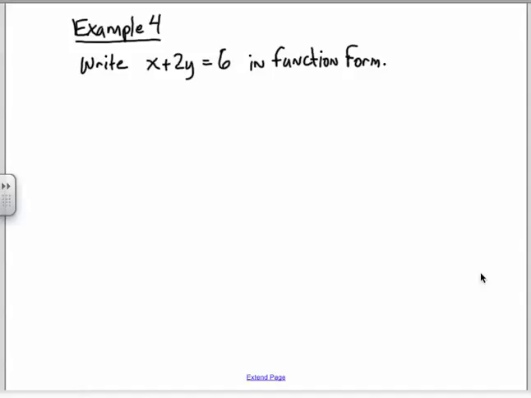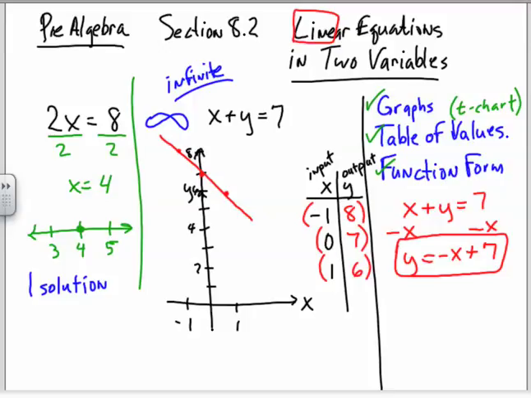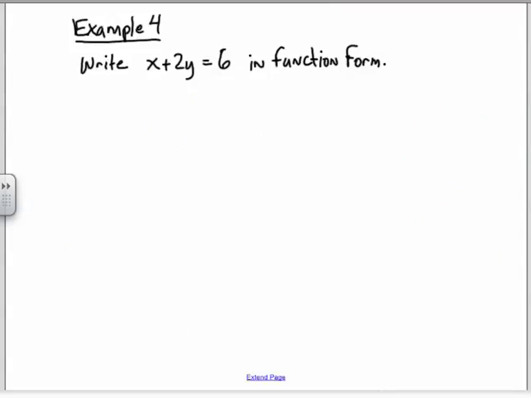Okay guys, example 4 says write x plus 2y equals 6 in function form. Now you're going to remember from the introduction that you watched, and I just click back to it for a moment, and I said that function form has to have y by itself, and on the other side the x term comes first and the constant comes second. Okay? Now let's go back to the example here and let's see how this works for us.